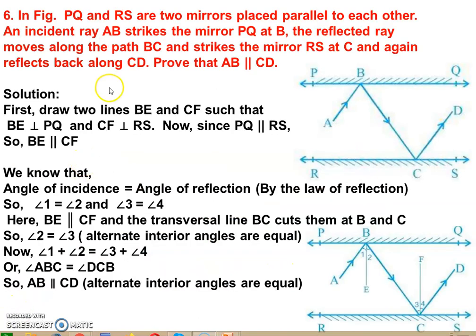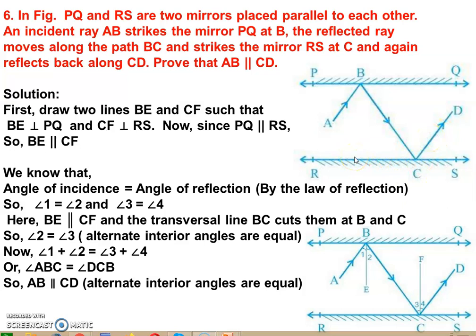This is the law. So in the figure, PQ and RS are two mirrors which are placed parallel to each other. That is PQ and RS, these are the two mirrors. An incident ray AB strikes the surface of the mirror at B. So this AB is the incident ray. Then it is getting reflected. BC is the reflected ray. It is striking the surface of the second mirror RS and again it is getting reflected. CD is the reflected ray again. Now here you have to prove that AB is parallel to CD. That is AB, this and this are parallel to each other.